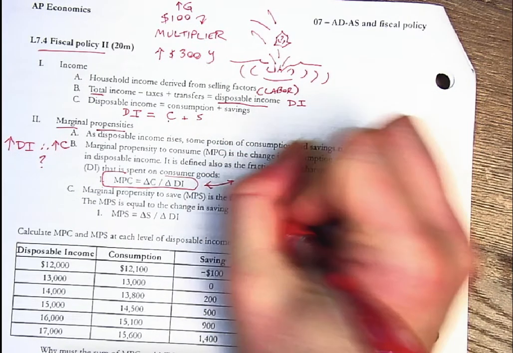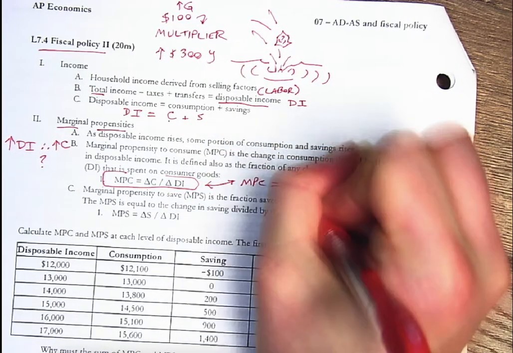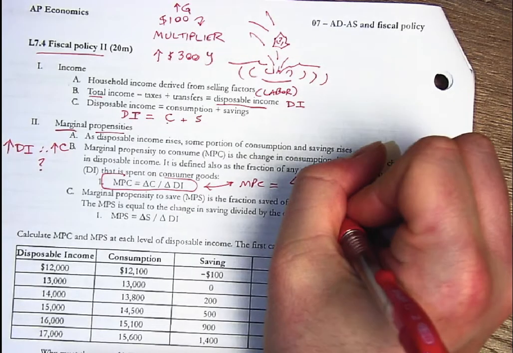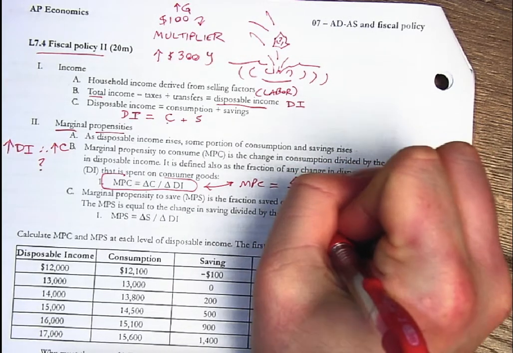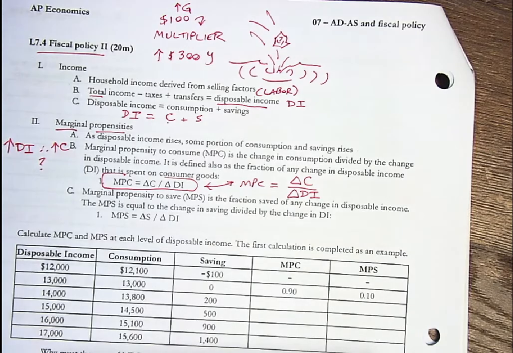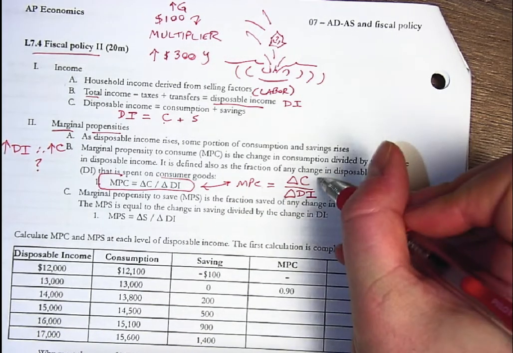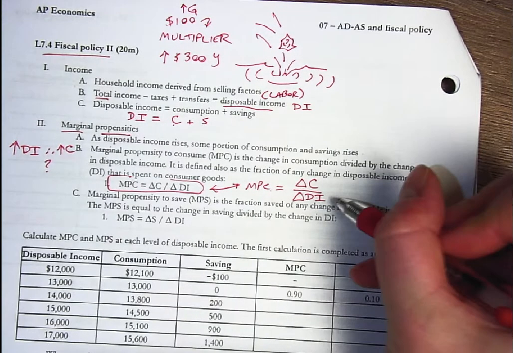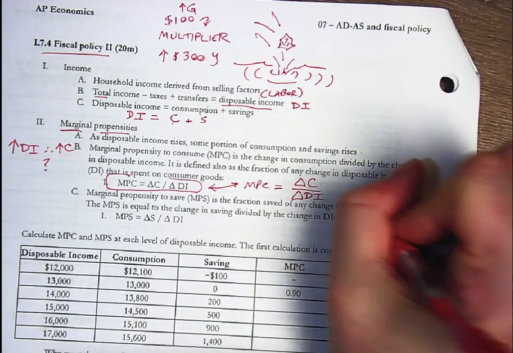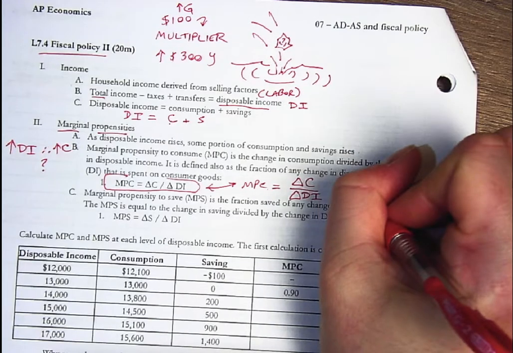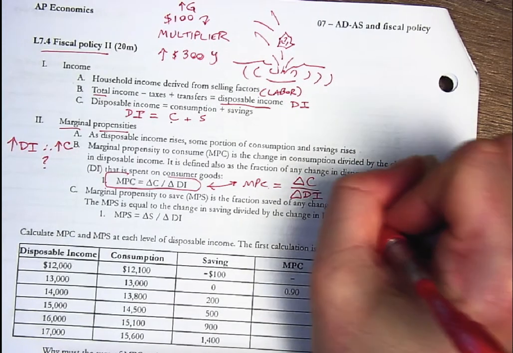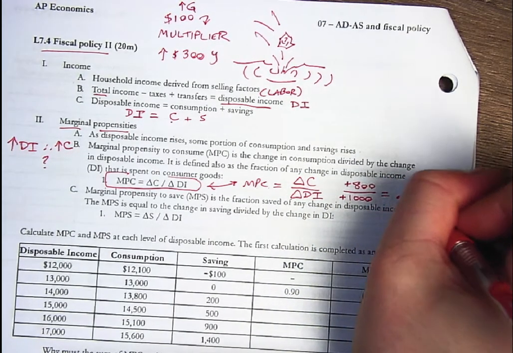So MPC is equal to the change in your consumption divided by the change in your disposable income. And that number, MPC, is your marginal propensity to consume. It's that ratio of these two things. It's saying your disposable income went up by, let's say, 1,000, and if your consumption rose by 800, then your MPC is 0.8.